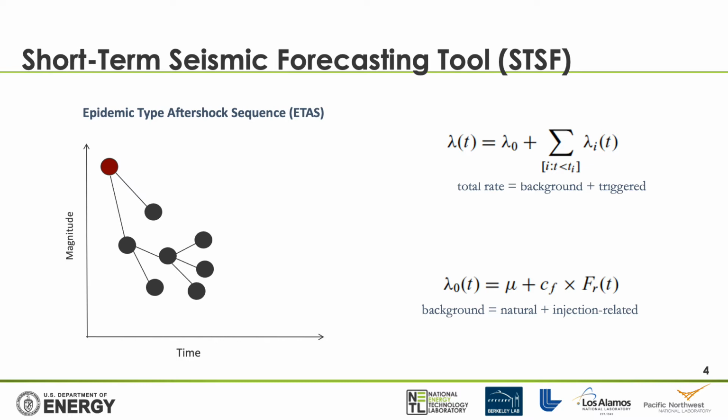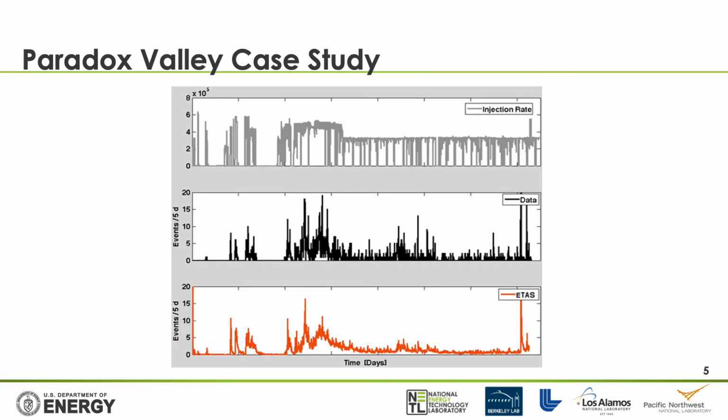So this is a very simple model, but then given an earthquake catalog and an injection rate, we fit the parameters of these models using, let's say, historically observed seismicity. And then we forecast forward into some forecast window, which is typically quite short, usually on the order of a few days or weeks.